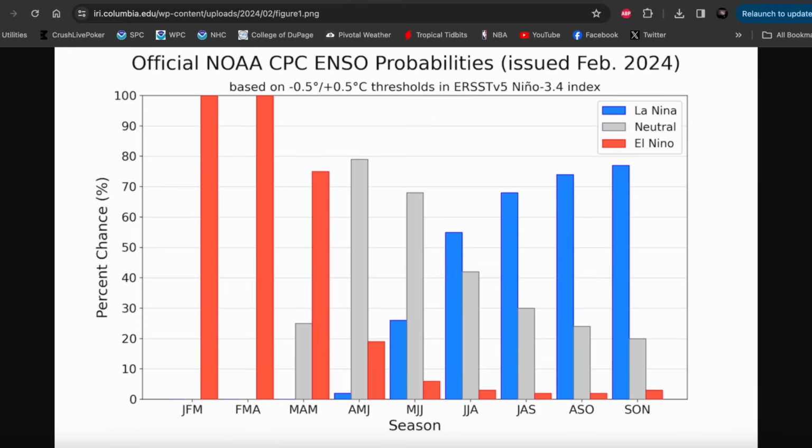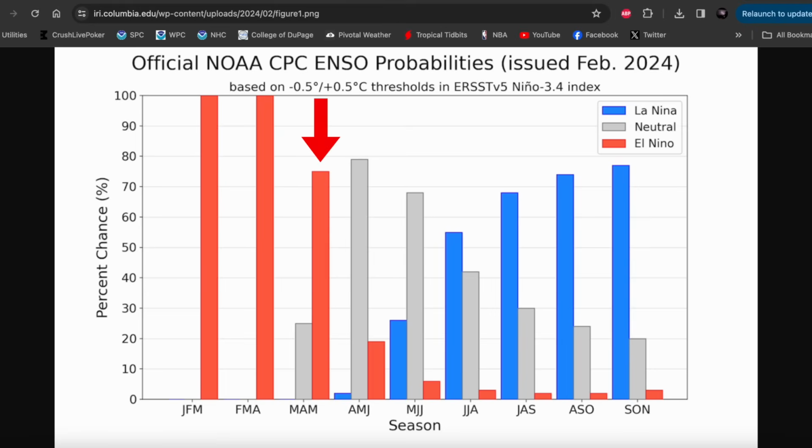This is also reflected in the Climate Prediction Center's latest bar graph of ENSO probabilities for the year. Once again, time is on the horizontal axis in the form of our 3-month periods, and the percent chance of occurrence of each ENSO phase is on the vertical axis. The orange bars represent El Niño, the blue bars represent La Niña, and the gray bars represent the neutral phase.